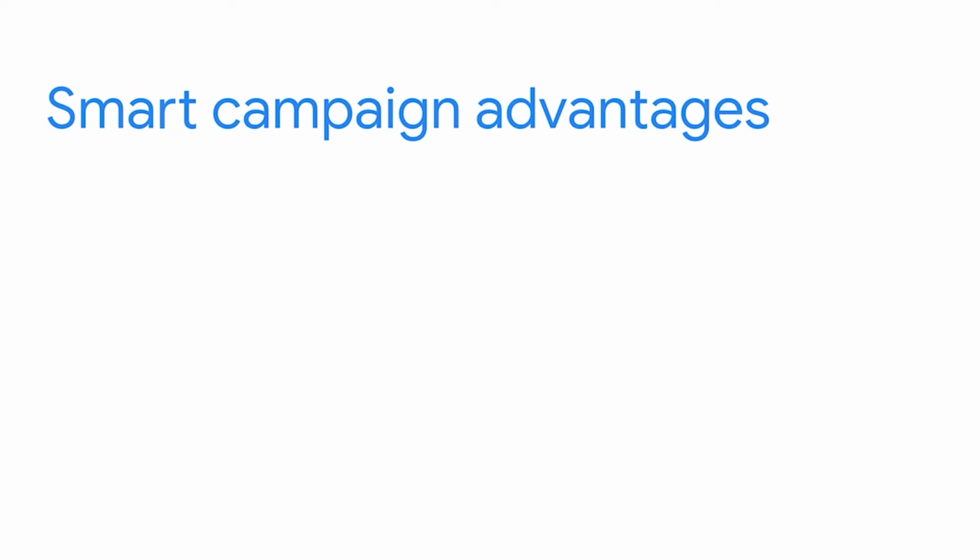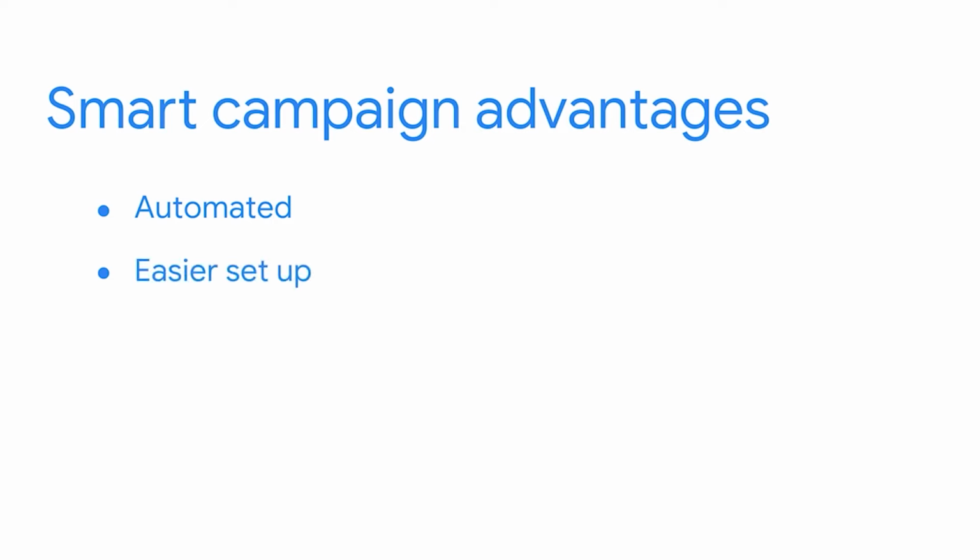First, smart campaigns are automated. When you create a smart campaign, you give Google control over the direction that your campaign goes and how your budget is spent. This means that you can spend less time checking in on your campaign while it operates. Second, they're easier to set up. Smart campaigns can be set up in under 15 minutes since they only require a few steps to complete. In comparison, regular campaigns require more steps to set up. Later on in this lesson, you will learn these steps as we create a smart campaign.